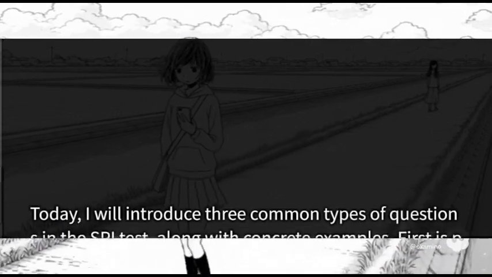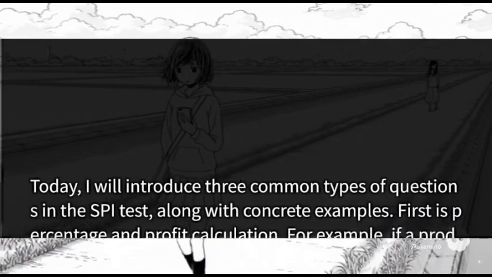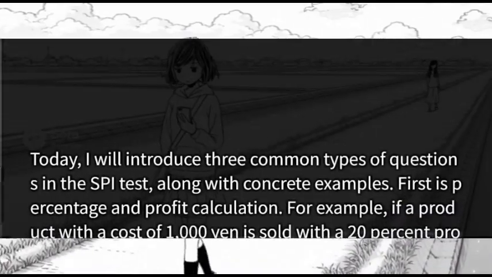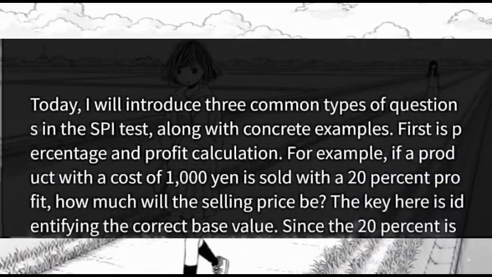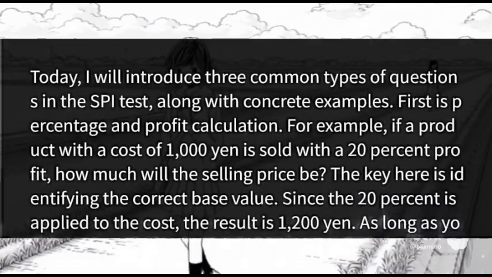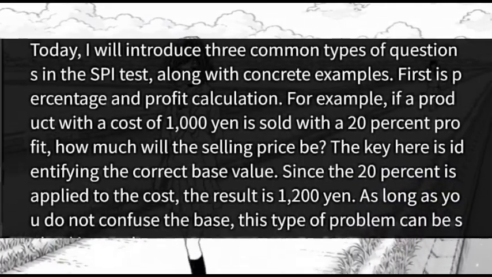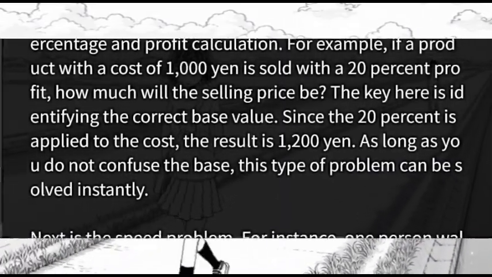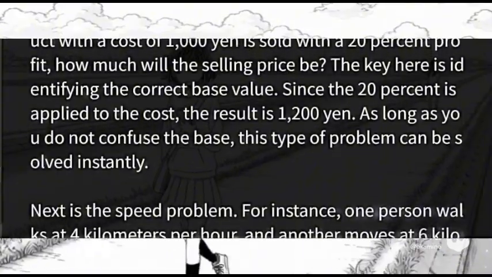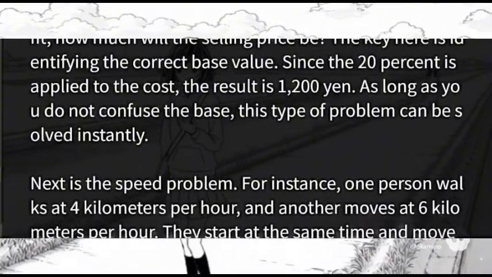Today, I will introduce three common types of questions in the SPI test, along with concrete examples. First is percentage and profit calculation. For example, if a product with a cost of 1,000 yen is sold with a 20% profit, how much will the selling price be? The key here is identifying the correct base value. Since the 20% is applied to the cost, the result is 1,200 yen. As long as you do not confuse the base, this type of problem can be solved instantly.